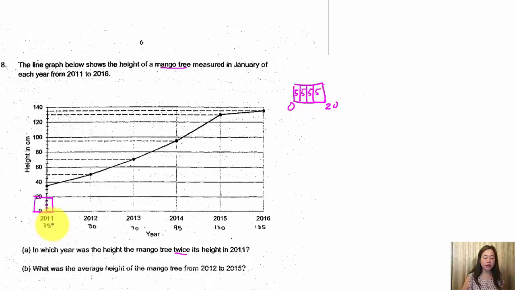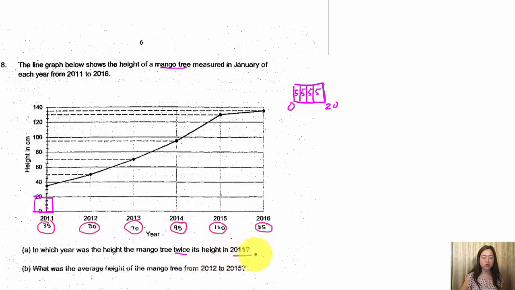So in year 2011, the height is actually 35 meters. 2012, it is actually 50 meters. 2013 is actually 70 meters. 2014 is 95 meters. 2015 is 130 meters. And 2016 is 135 meters.